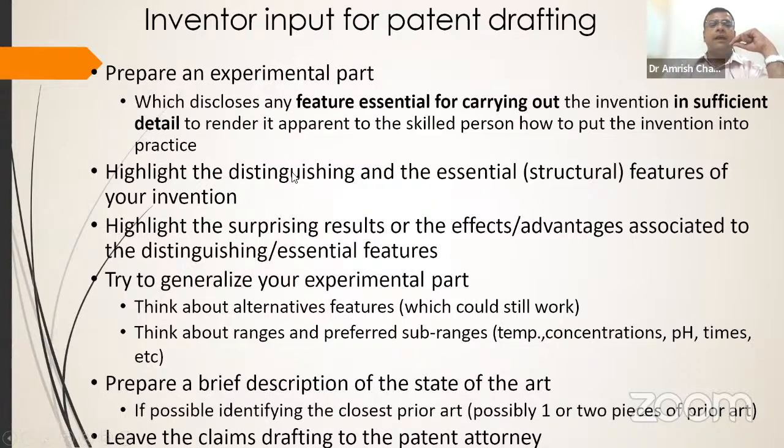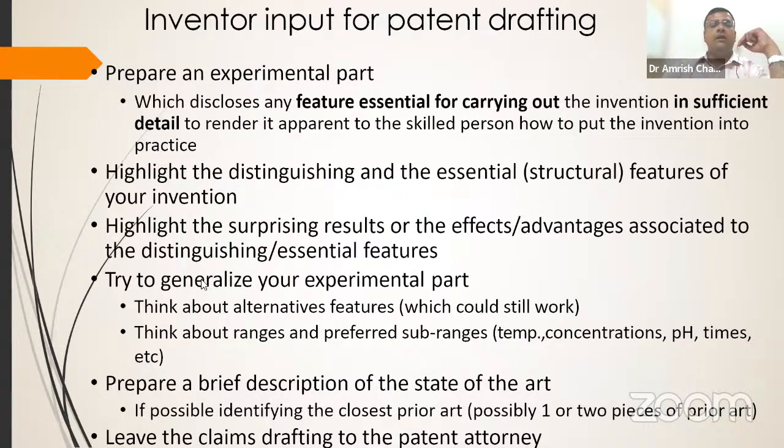And then highlight the distinguishing and essential features. Whenever you are sharing your work with a patent agent or anyone for drafting, these are very essential things: you give a full disclosure. You distinguish the essential or structural features of the invention. You tell that my invention is unique because of these particular things, and that my invention has these particular advantages as compared to the other products already existing in the market.